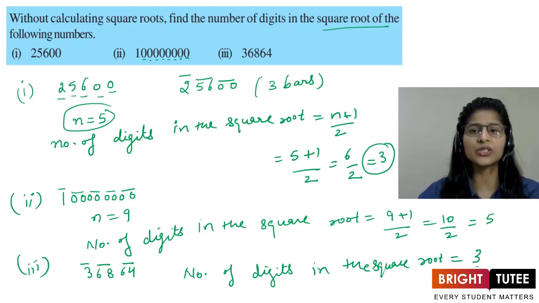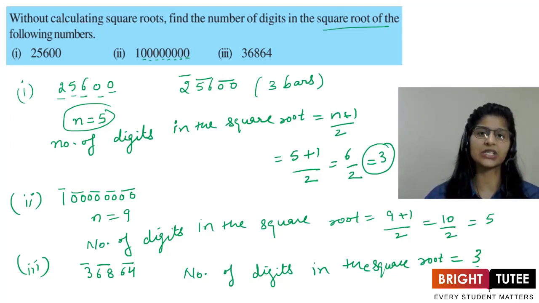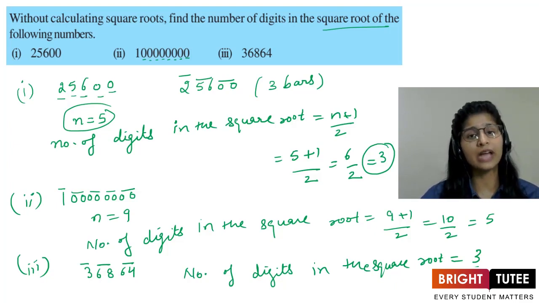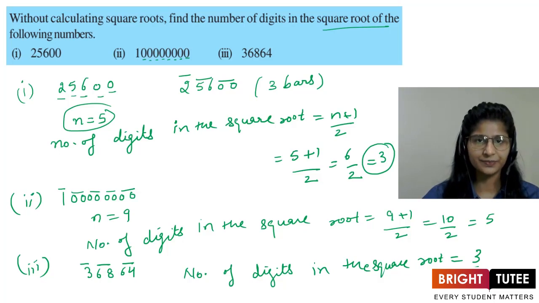Is that clear? So without actually doing the calculation, without using prime factorization, without using the long division method, or we should say without finding the square root, we are able to tell how many digits the square root of that particular number will have. I hope this gives you a clearer idea.